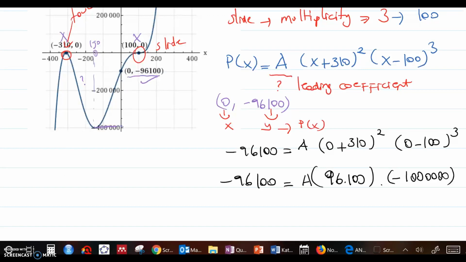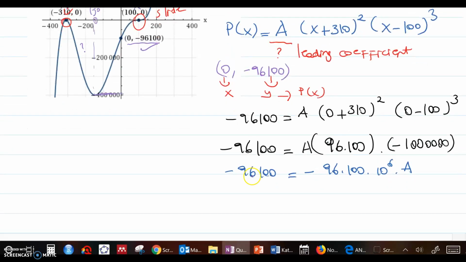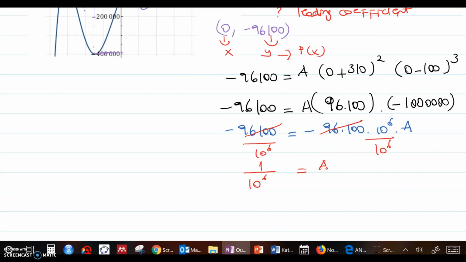So then we are going to have negative 96,100 will be equal to negative 96,100 times 10 to the power 6 a, where this negative will come in front. So these will simplify. Then I need to multiply both sides by 10 to the power 6. Then a will be 1 over 10 to the power 6. Or another way of writing it is a will be equal to 1 over 1 million.